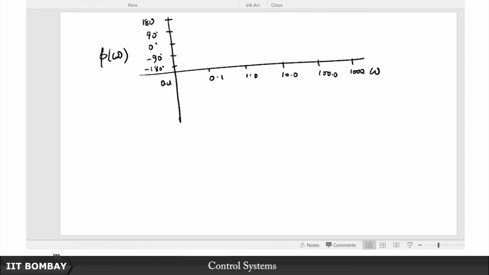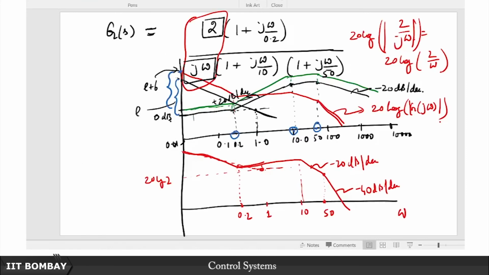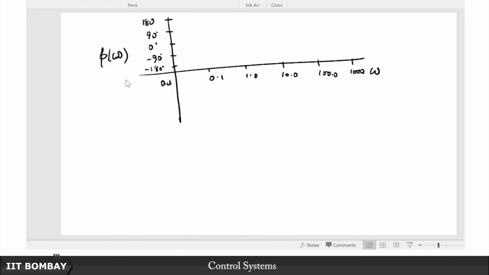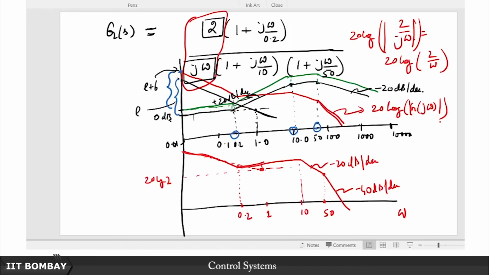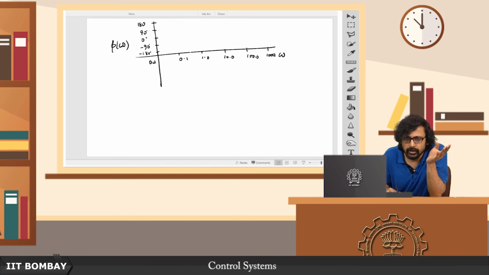Now, we know that because of this phase function, there is only one integrator, so we start with minus 90 times r, if r is the number of integrators. So we start at minus 90. What are our break frequencies? Let me mark that out first. So the entire Bode plot hinges on locating these break frequencies. They are 0.2, 10 and 50. So let me mark that out again. So this is 0.2, this is 10, and this is, let us say, 50 over here.